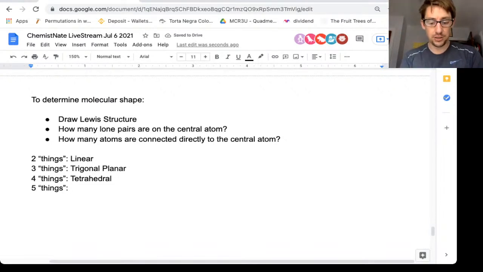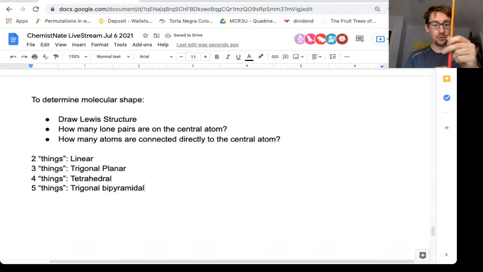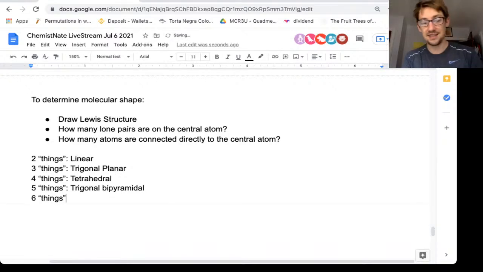Five things we call trigonal bipyramidal. It is one thing up top, one thing down below, and then trigonal planar around the center. And then lastly, we have six things. If you have six things connected to your central atom, those will be arranged octahedrally.